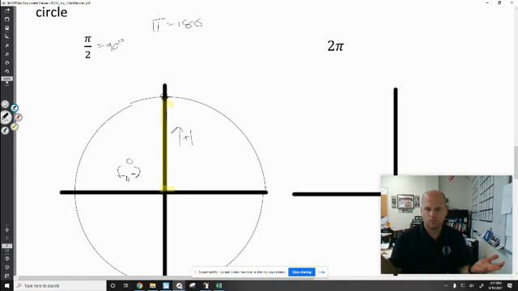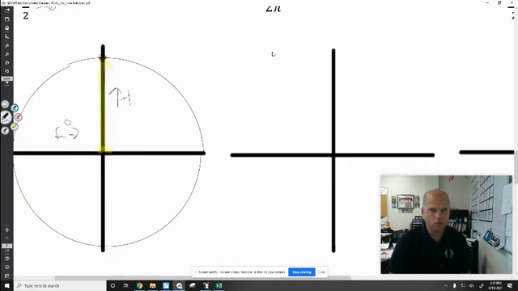That's all I want you to do. And you're going to do that in all these locations, so 0 all the way around to 2 pi. You can't really create a triangle here either, but you're going to pretend there is a circle here.